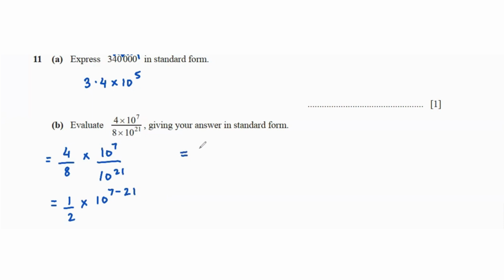1 over 2 can be rewritten as 0.5. And 7 minus 21 is basically negative 14. Now it says standard form, so that means we'll move the decimal 1 place to the right, so it's going to be 5.0 times 10 to the power of negative 15 now.